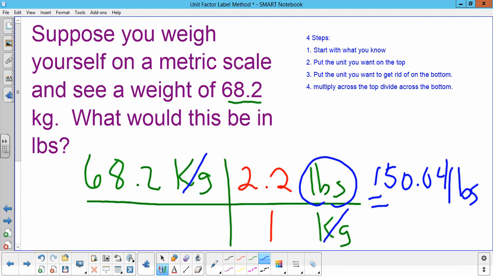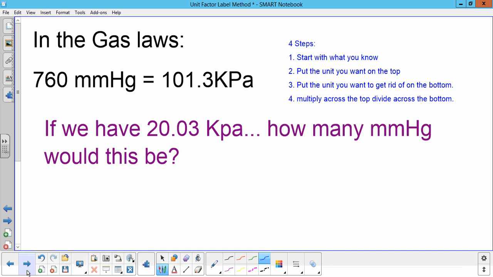Now, a lot of times kids will look at this and they'll say, well, it's either timesing by 2.2 or dividing by 2.2, so I'm just going to memorize that. Well, you can. Sometimes you'll find you're not sure which way is the right way to go, but not all truths are as nice as that. Take a look at this truth. In our unit on the gas laws, one of the truths we're going to use is that 760 millimeters of mercury is equal to 101.3 kilopascals. These are both units of measuring pressure, like how much pressure a gas would be putting on the walls of a balloon.